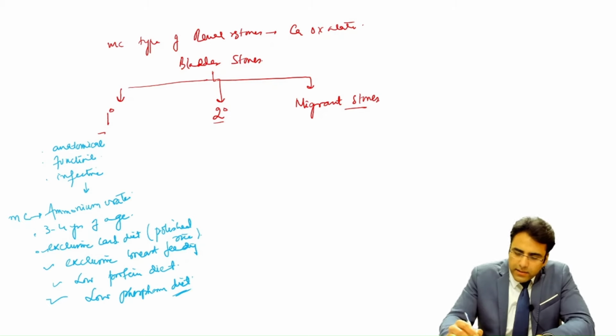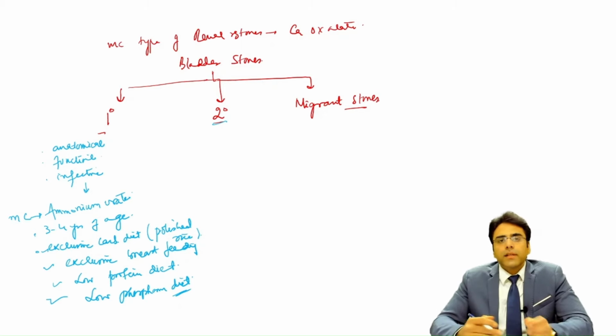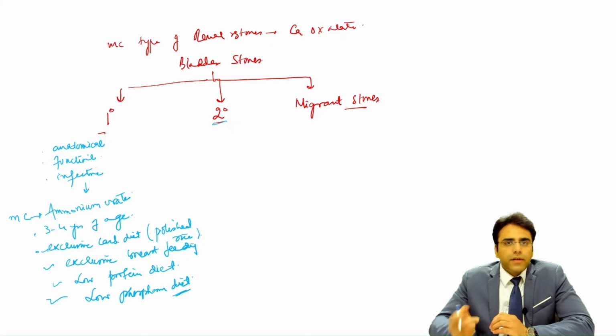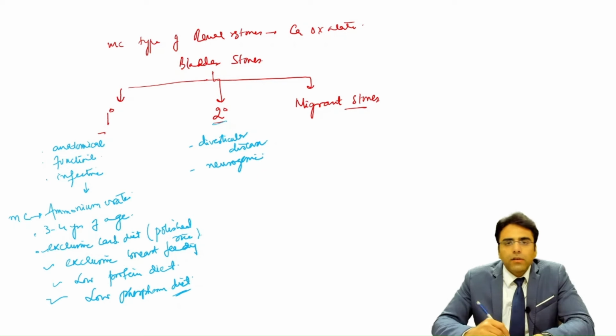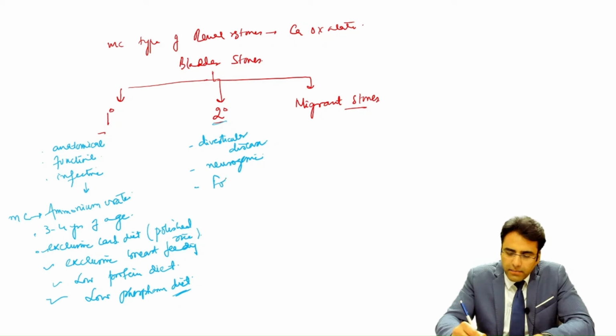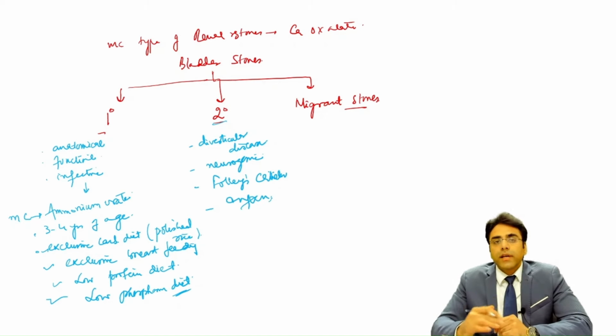Clear? After that, secondary bladder stones, I told you they are formed in the presence of anatomical, functional, or infective etiology. Now, these can be diverticular disease of the bladder. Clear? There can be neurogenic bladder. The risk factors include diverticular disease of the bladder, neurogenic bladder, presence of Foley's catheter for a long time, or there can be bladder infections. So all these are risk factors for secondary bladder stones.